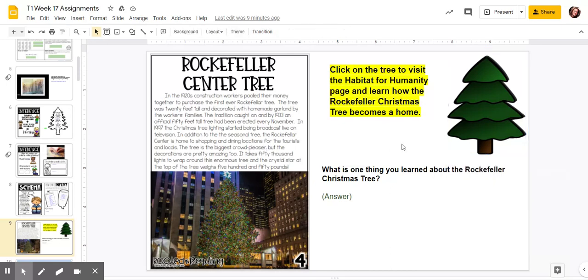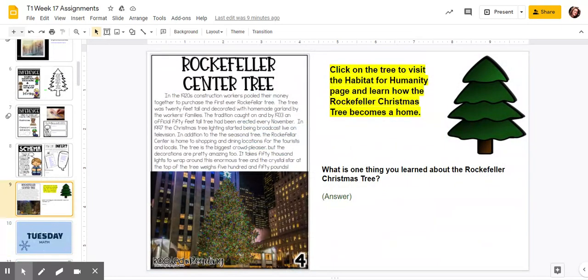Then choose one thing you learned about the Rockefeller tree. It could be from this paragraph. It could be from the website that you go visit for Habitat for Humanity. Just write down one thing you learned about the Rockefeller tree here where it says answer. And that is everything you have for reading this week.